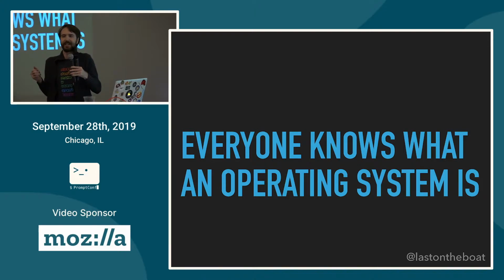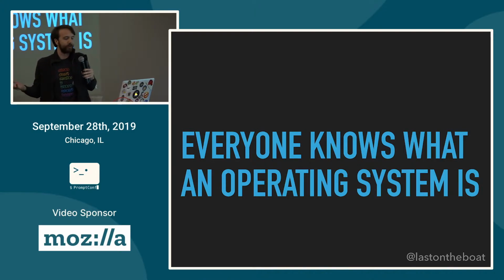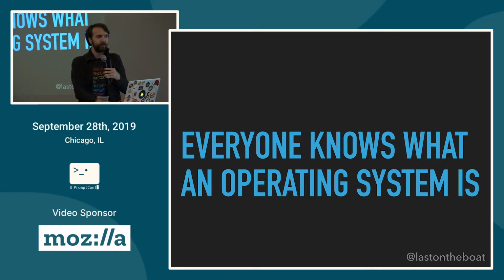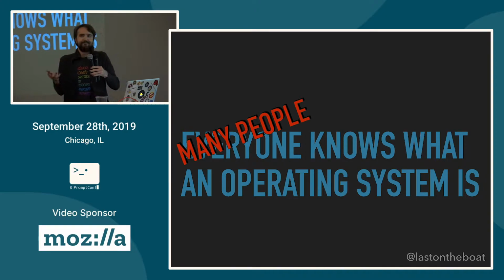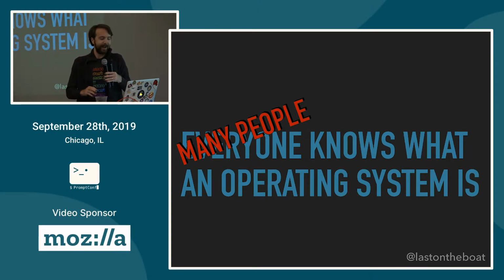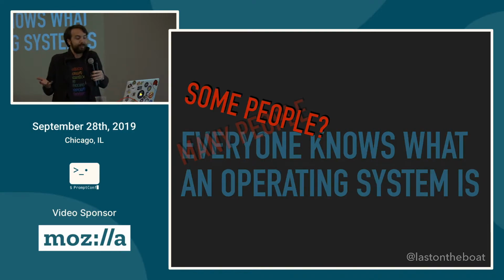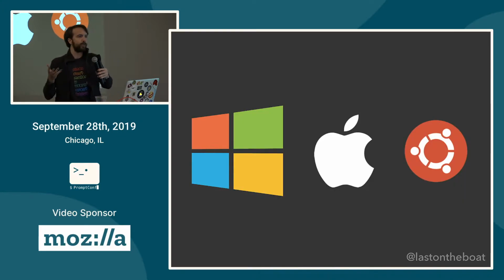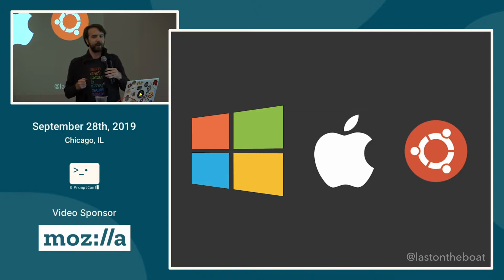I'd hazard a guess that everyone here has used one regularly, but I doubt everyone here would feel confident trying to define what it is. Maybe even the people willing to try wouldn't agree, and even the people who agreed might not be correct. So what does it actually mean to be an operating system? We're all familiar with them, so let's try and reverse engineer a definition by looking at the common elements of the most popular desktop ones: Windows, macOS, and Linux.